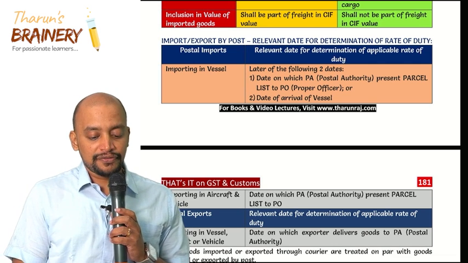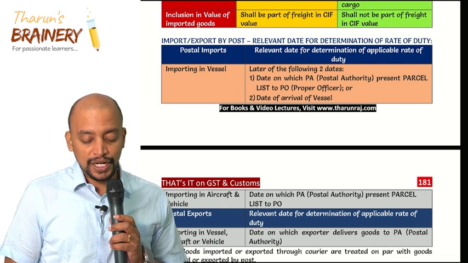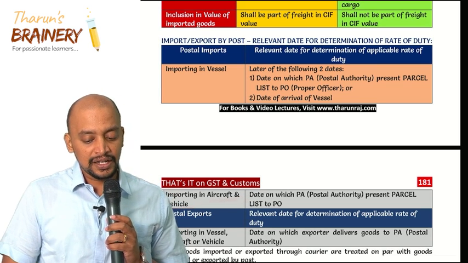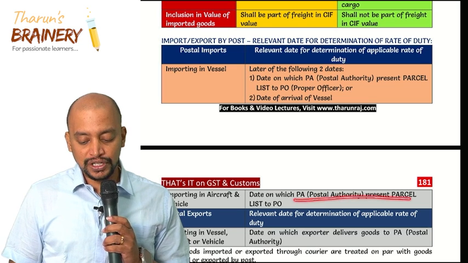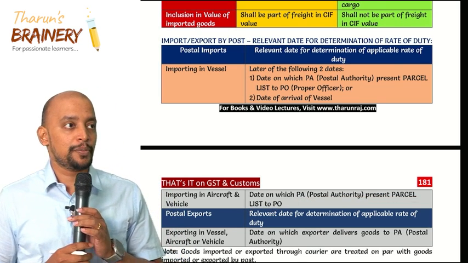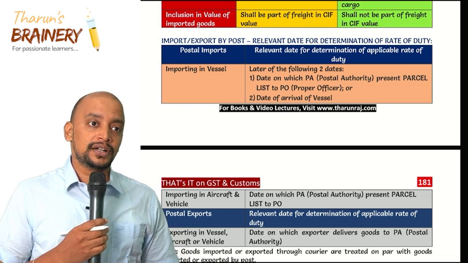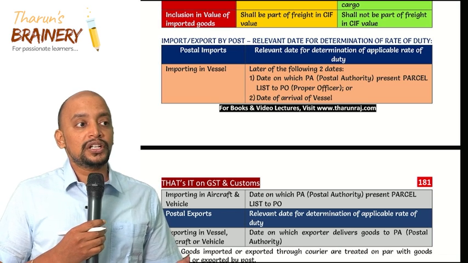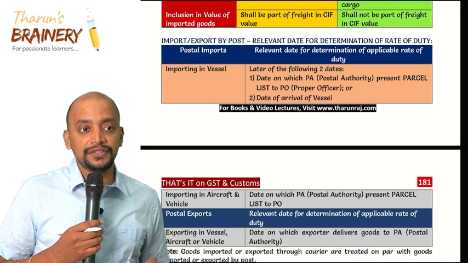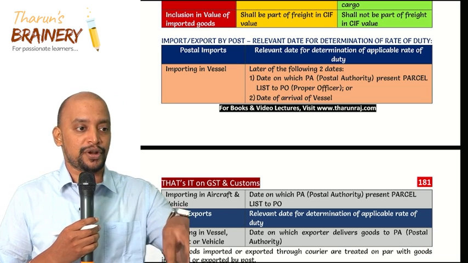This is in case of postal imports by vessel. Whereas in case of postal imports by aircraft or vehicle, we don't have these two, whichever is later. It is the date on which the postal authority presents the parcel list to the proper officer. So usually what happens is that whenever imports are made through post, the parcel list will be given by the postal authorities to the proper officer.